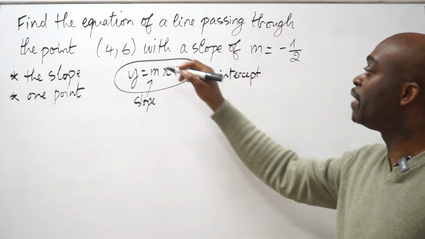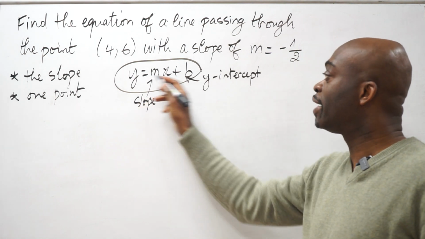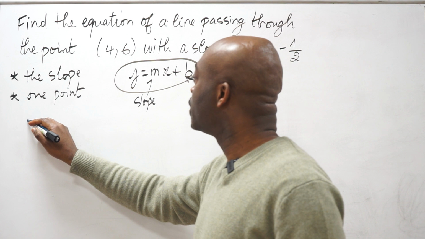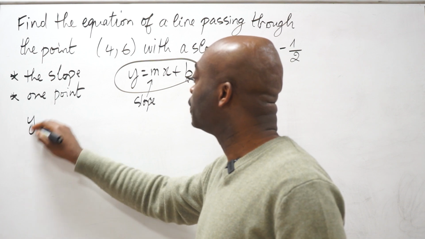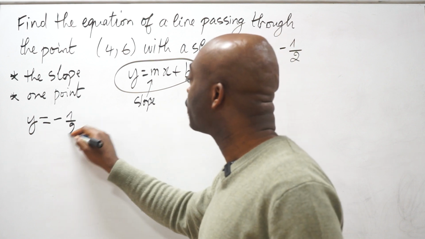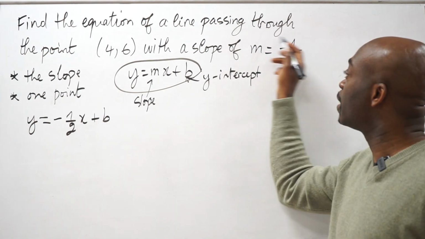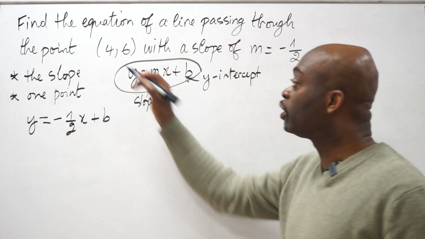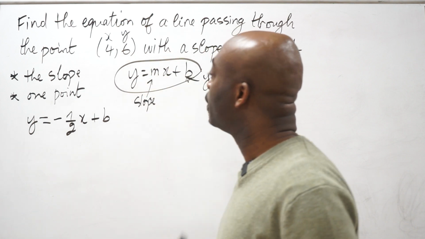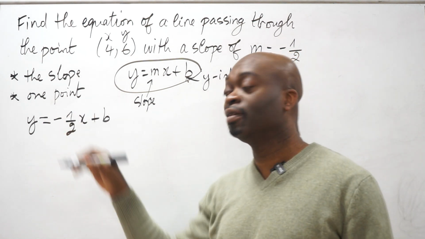So now, in this problem, what do we know? We know 1 point, and we know the slope. So the best thing to do right away is to go to this equation here. y equals, what's the slope m? Negative 1/2, x plus b, by using the slope. Now, what else do we know? We know the point, so we have x and y. We can substitute x and y in there as well.